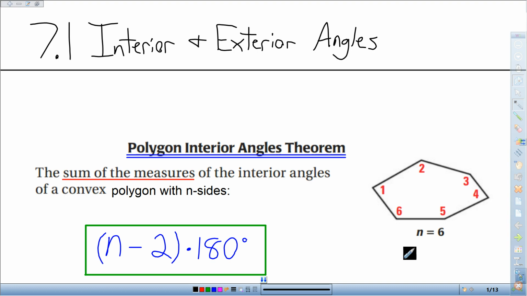Okay, so this is called the polygon interior angle theorem. We're looking at all polygons today, and that means any sided figure is fair game when it comes to using this formula. Before we get into it, though, I just want to do a quick review of the different names that these different polygons have, or at least the typical ones that we'll run into the most.